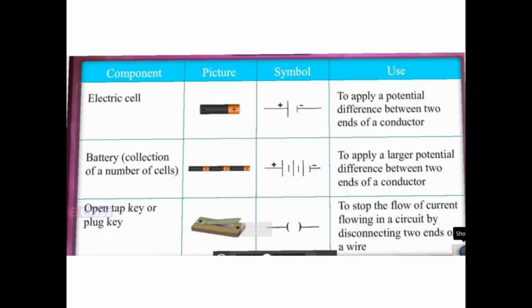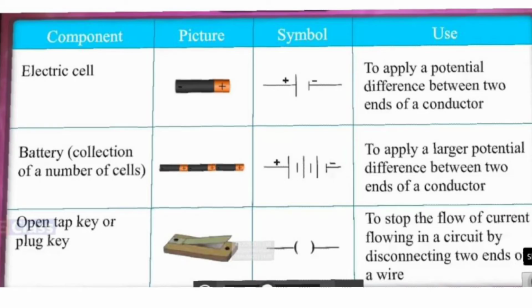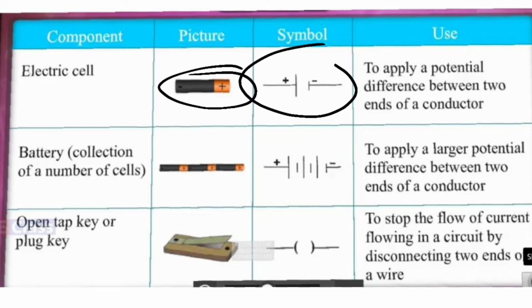So let us do it. Now the first one, if you observe, you have the electrical cell. This is the normal pencil cell which we have, correct? And then it is denoted by this, as you are aware from your standard 8 also. So what is the use of the cell? Why do we use a cell? To apply a potential difference between the two ends.